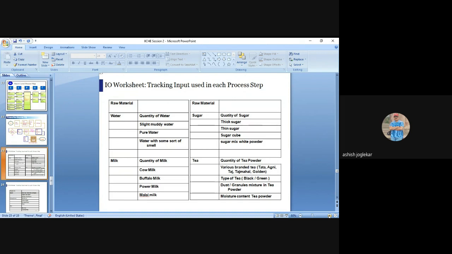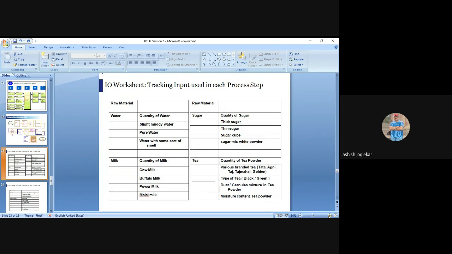Sugar also, quantity, thick sugar hai, thin sugar, sugar cube hai, sugar powder hai. Then tea, various brands are there. Tata ka tea अच्छा है, Taj Mahal है, Brook Bond है, black tea, green tea, granular tea है, dust tea है. So these are the parameters that are affecting tea quality.